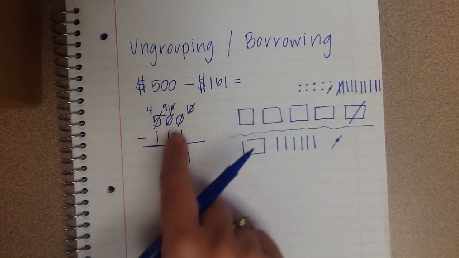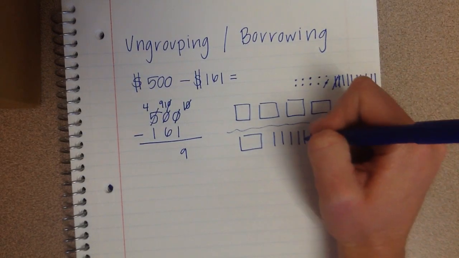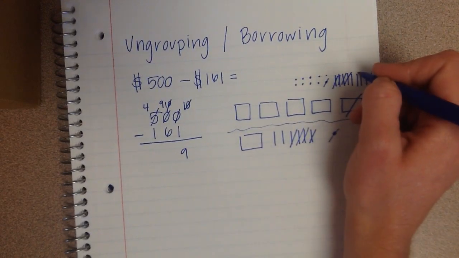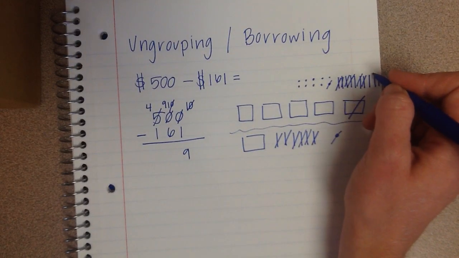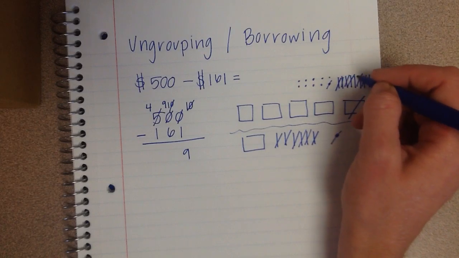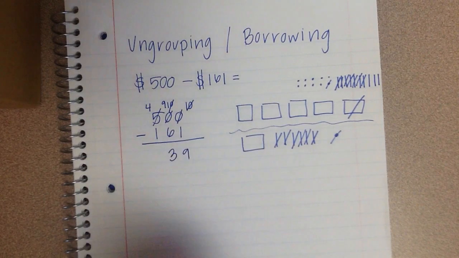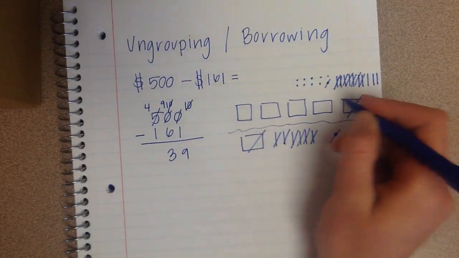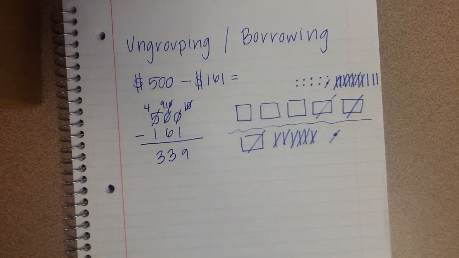Now can I take 6 away from my 9? Well, I can. 1 from there, 1 from there, 1 from there, 1 from there, 1 from there, and so on. Let's see. 1, 2, 3, 4. Oh, I forgot to mark that one out. So 6 from 9 equals 3. Then can I take 1 from 4? Well, I have 3 left.